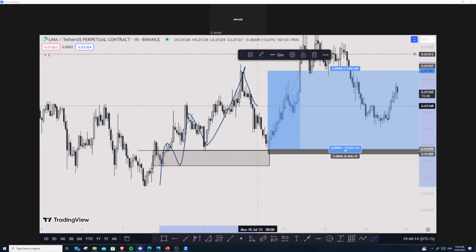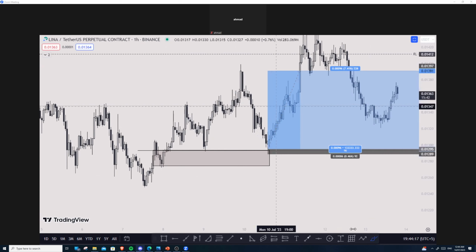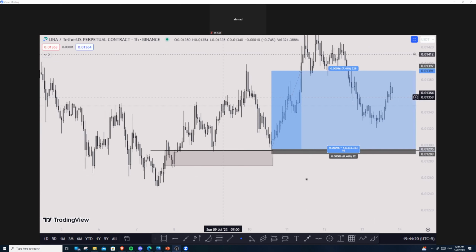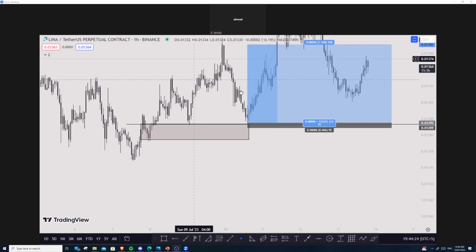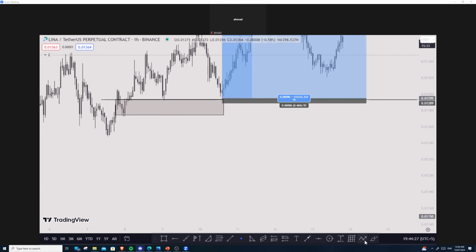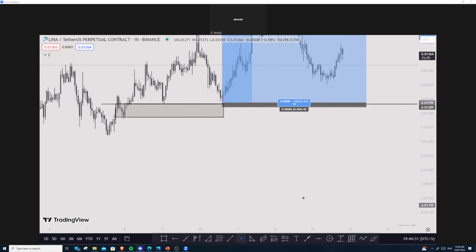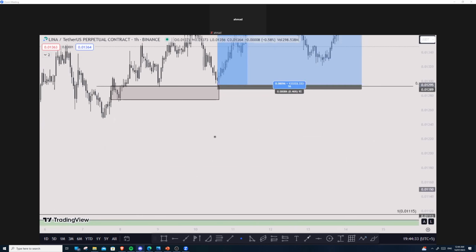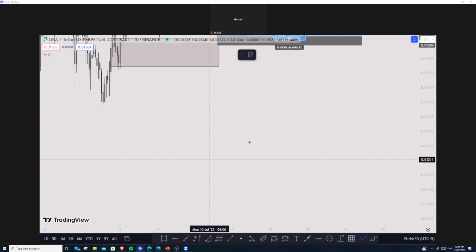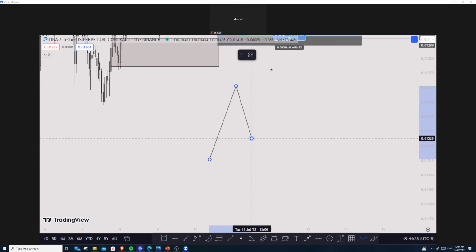The reason I did not enter over here was just because that is an easy market maker structure, and that is an easy thing that institutions look for. Let me give you a visual representation for that. Once price goes up, makes a break of structure, like this is the break of structure we have, and it makes a lower low.